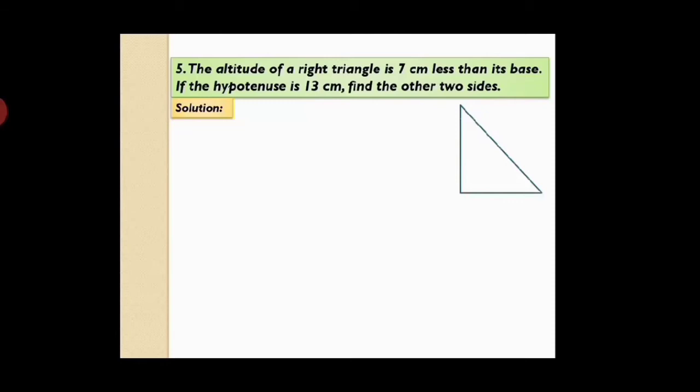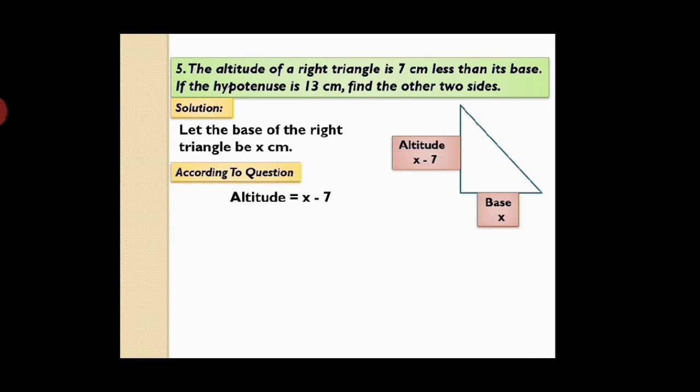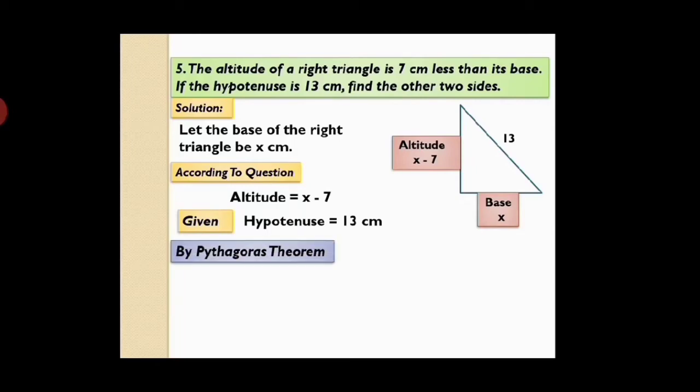It means the altitude depends upon its base. So let us suppose that the base is x centimeter. So according to the question, its altitude will be 7 centimeter less than its base, it means x minus 7 centimeter. And the hypotenuse is given as 13 centimeter. Obviously, in a right triangle, which theorem will we apply? Yes, by Pythagoras theorem. And what is the Pythagoras theorem? Hypotenuse square equals perpendicular square plus base square.